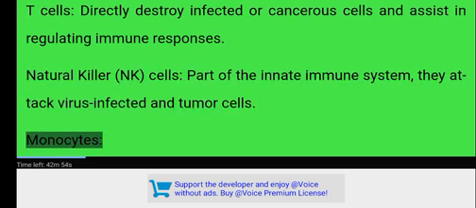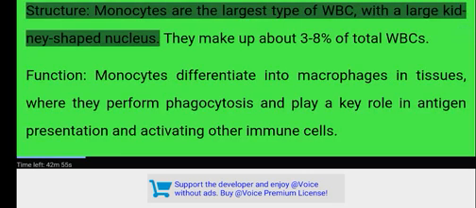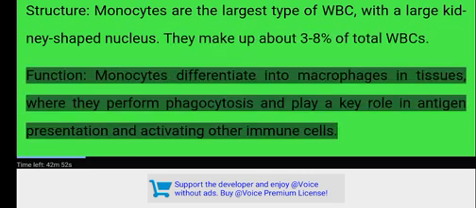They attack virus-infected and tumor cells. Monocytes. Structure. Monocytes are the largest type of WBC, with a large kidney-shaped nucleus. They make up about 3-8% of total WBCs.